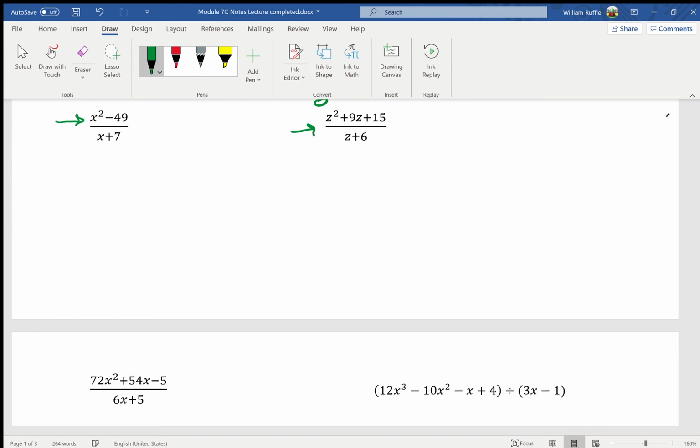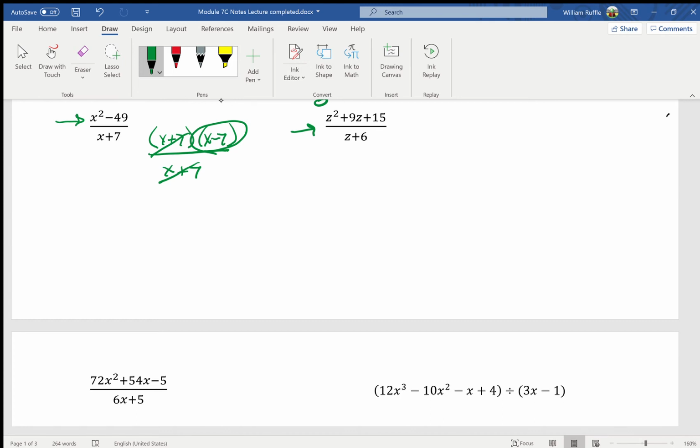How do we factor x squared minus 49? Well, it's subtraction. They're both perfect squares. It's just x plus 7, x minus 7. We put it over x plus 7. They go away. My answer is x minus 7. Okay. So now let's go to this next one here.